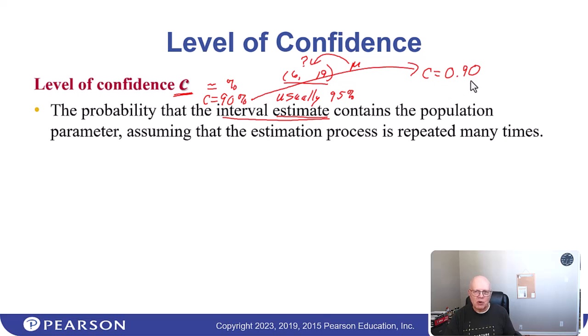Now that means you're going to be 90% sure: if you did that estimation process a lot of times, then 90% of the time mu will be somewhere in the interval. Sometimes you'll get that interval and mu wasn't in there. You'll never know, but that's the chance you take.